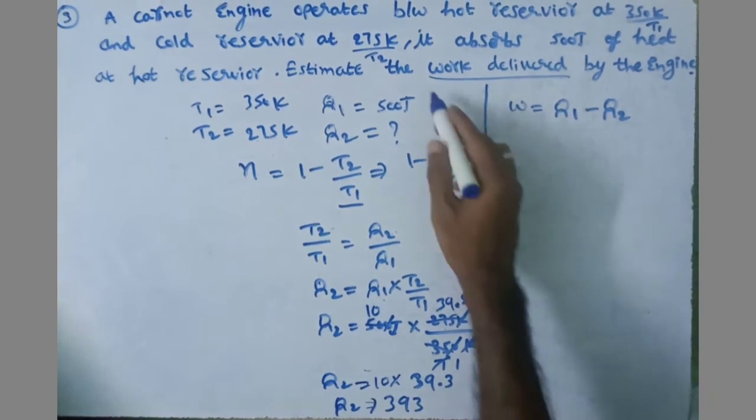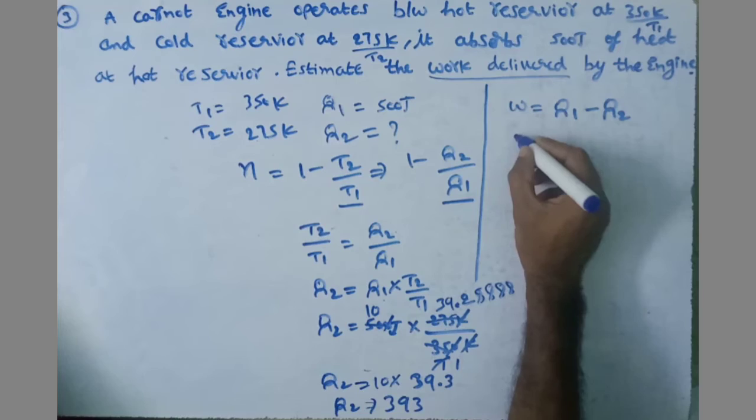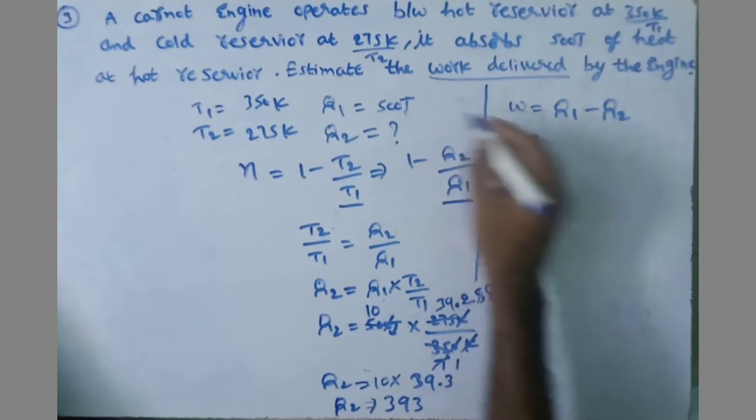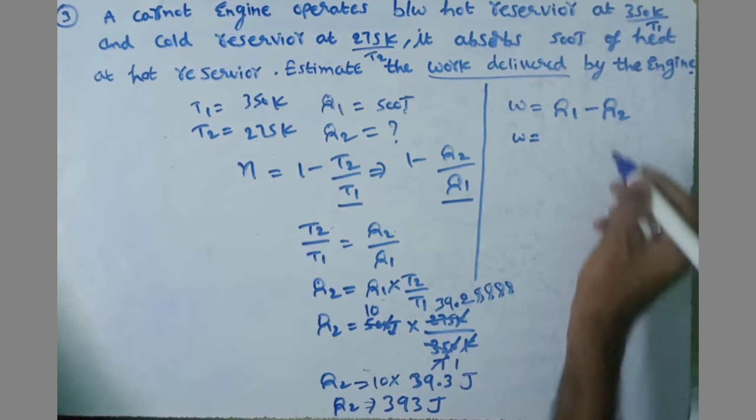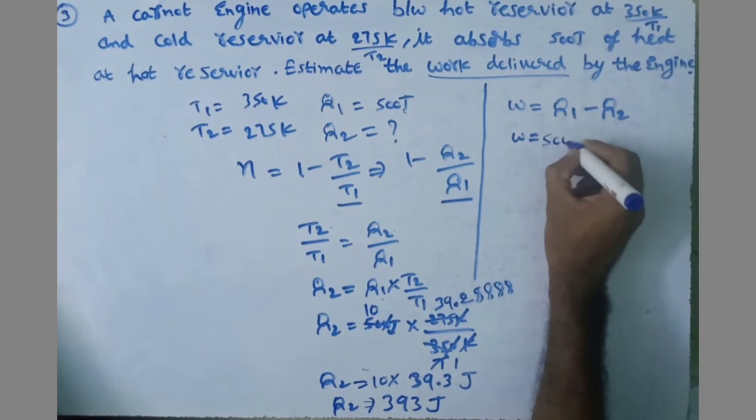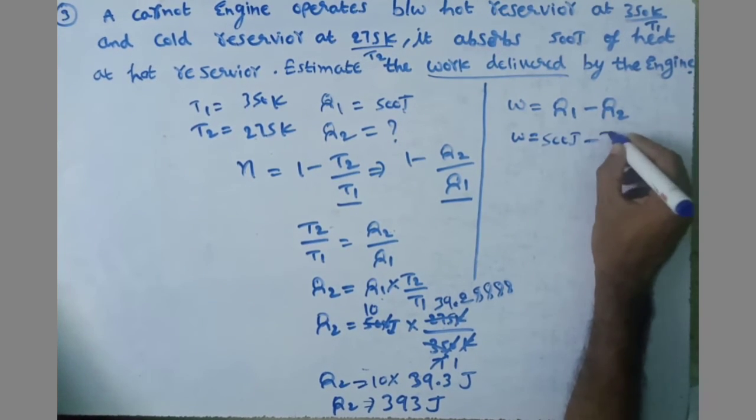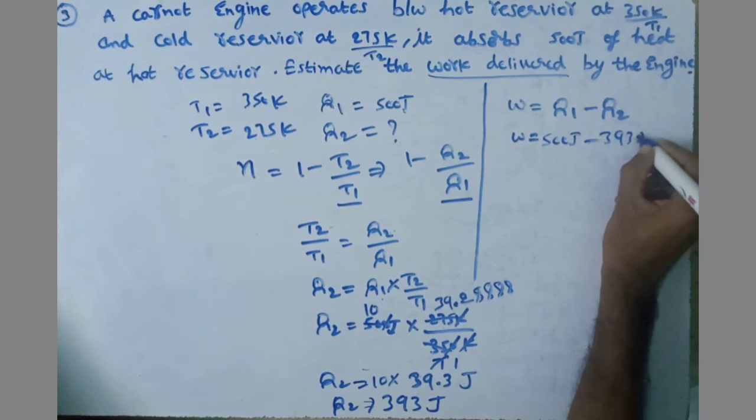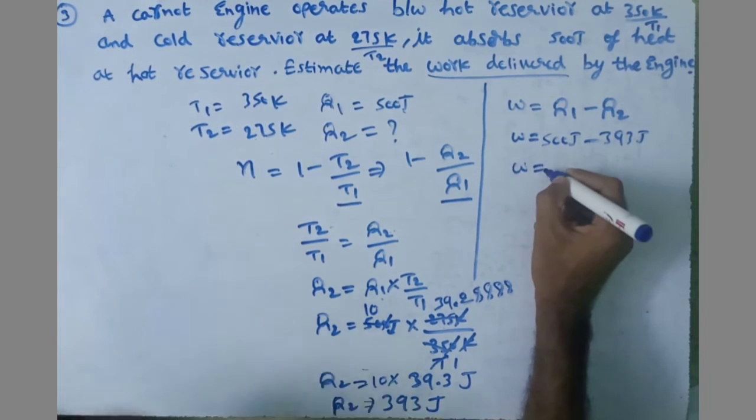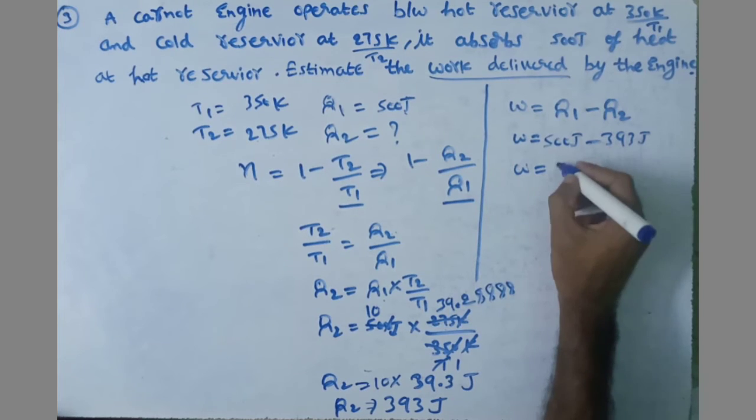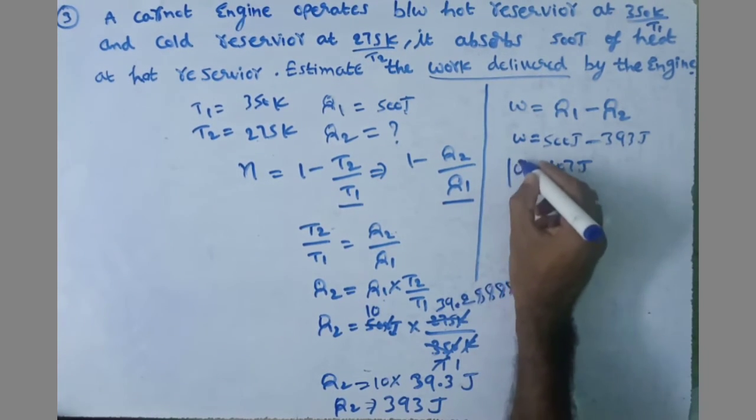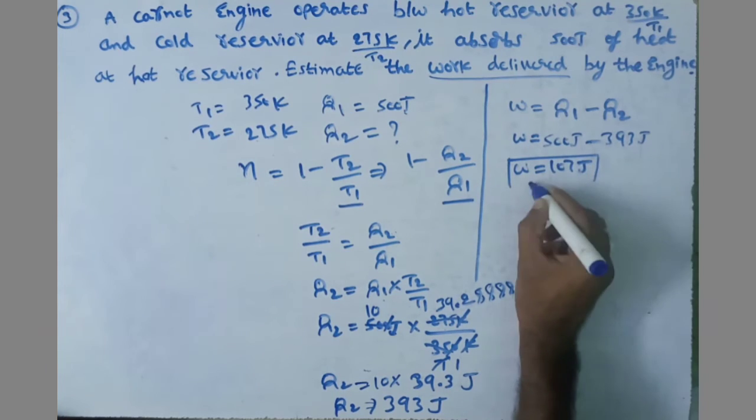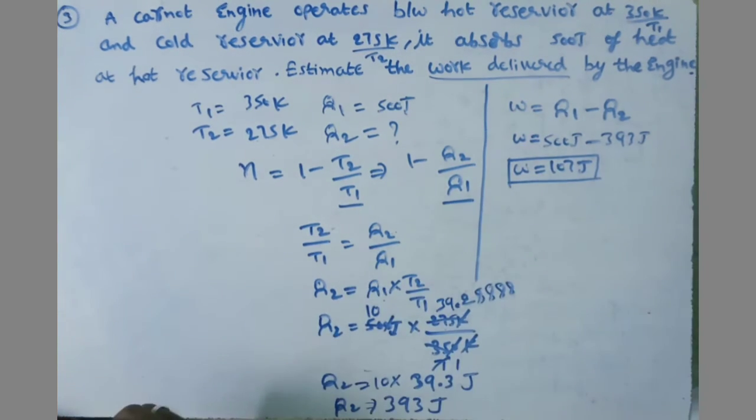We have to estimate the work delivered by the engine. W is equal to Q1, in joules, Q1 500 joules minus 393 joules. So work done W is equal to 107 joules. This is the estimated work delivered by the engine.